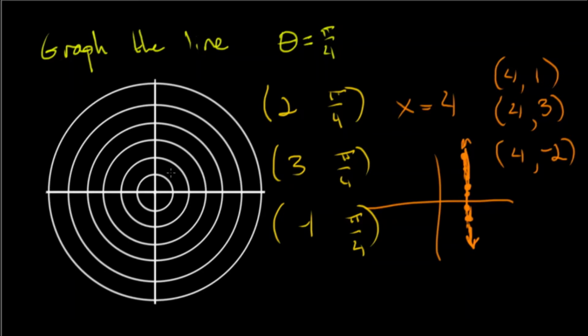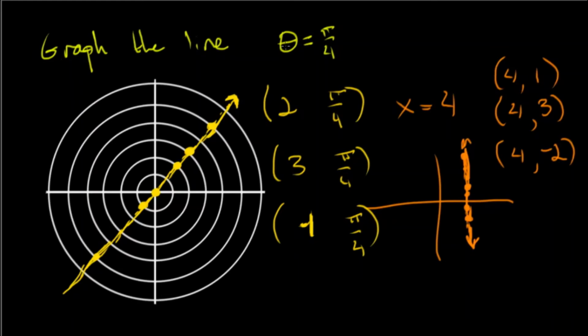Let's plot these. So pi over 4, that ray is right here, a little off. All right, so if I plot 2 comma pi over 4, that's going to be right there. 3 comma pi over 4, that's going to be right there. Negative 1 comma pi over 4, that's going to be in the opposite direction of this ray, so that's going to be down here. That's going to be right there. And then just keep plotting points. 0 comma pi over 4, 5 comma pi over 4, negative 5 comma pi over 4, and next thing you know, you have yourself a line.